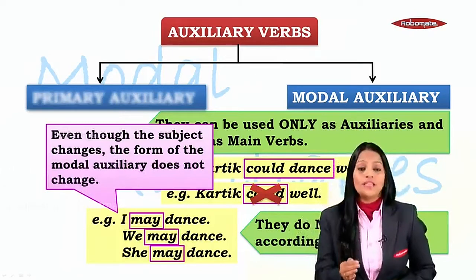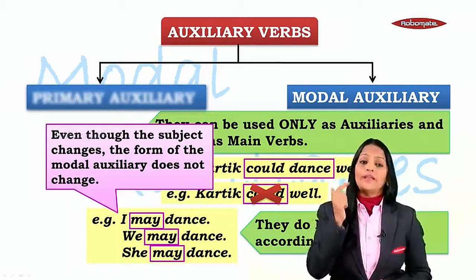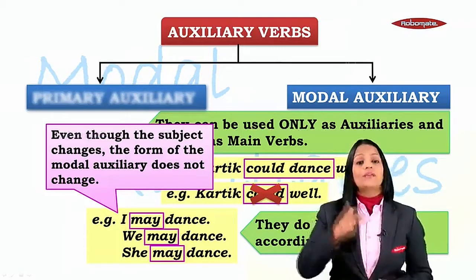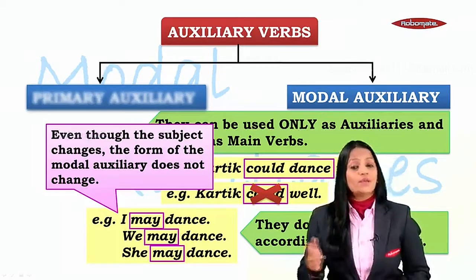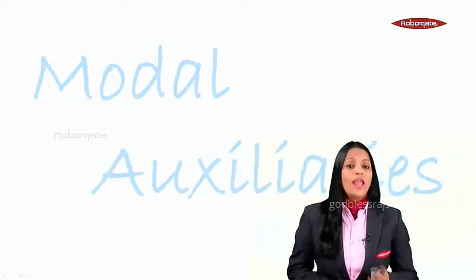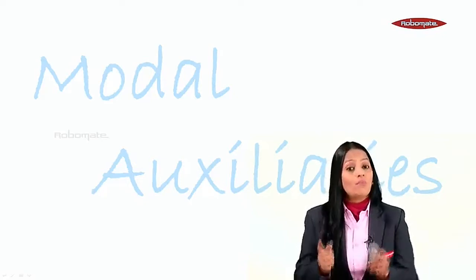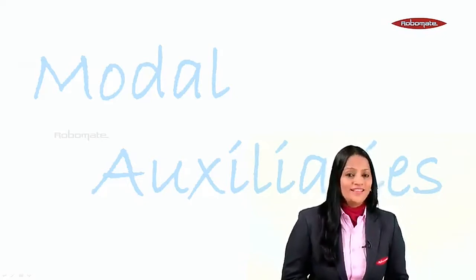So students, what have we seen? We have seen the meaning of auxiliary verbs. We have seen the placement of auxiliary verbs. We have seen the two types of auxiliary verbs, primary auxiliary and modal auxiliary, and the difference between the two. And now, in the next module, we will study the modal auxiliary verbs in detail.